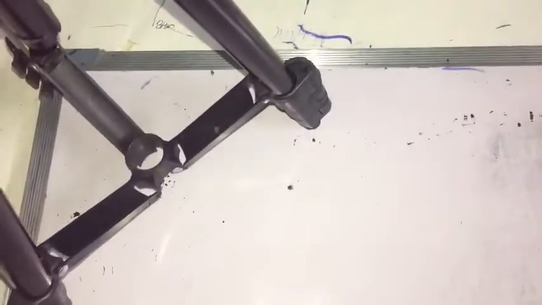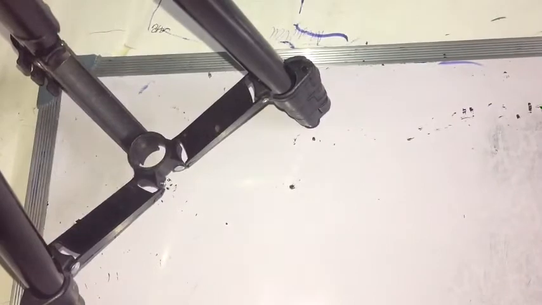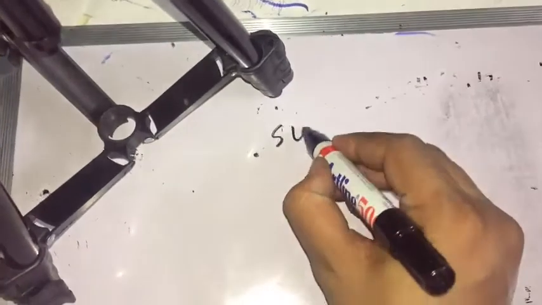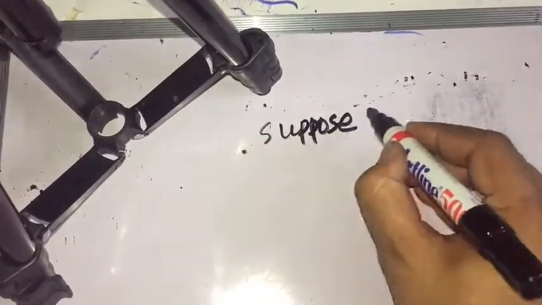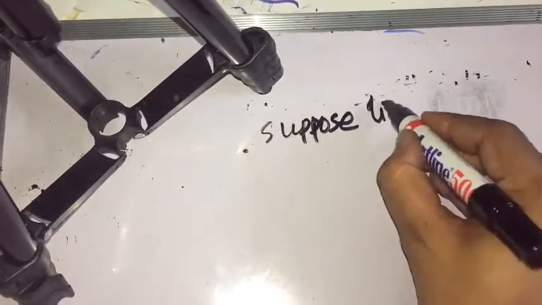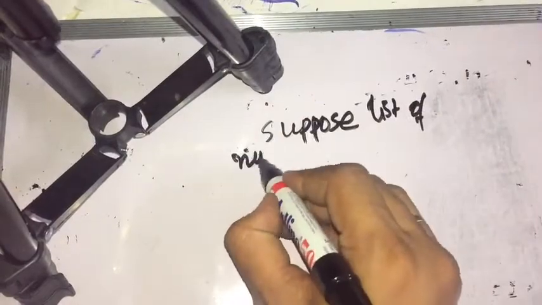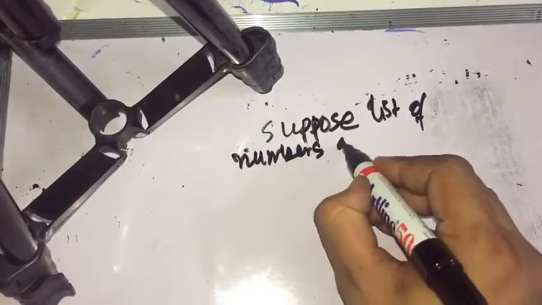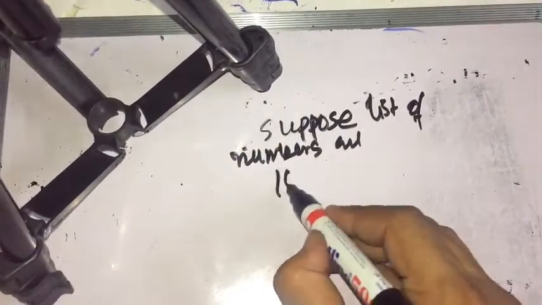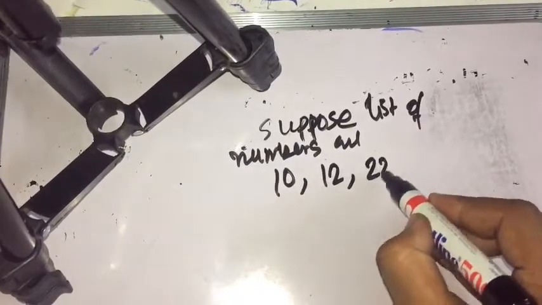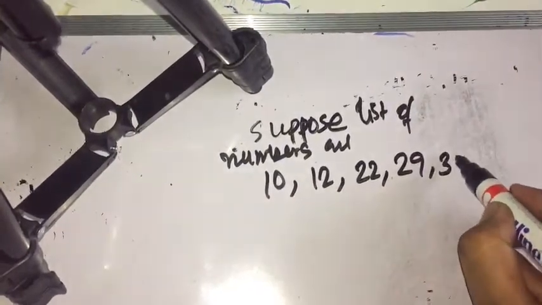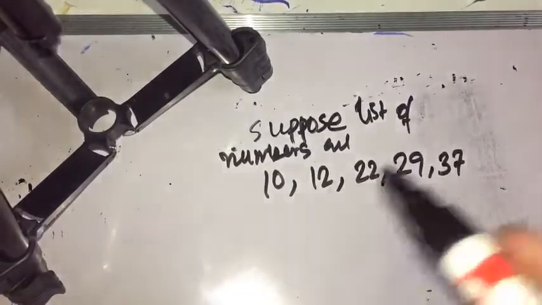Now consider an example. We have to provide an example for the binary search. Suppose the list of numbers is 10, 12, 22, 29, 37. Suppose this is the list of the numbers.